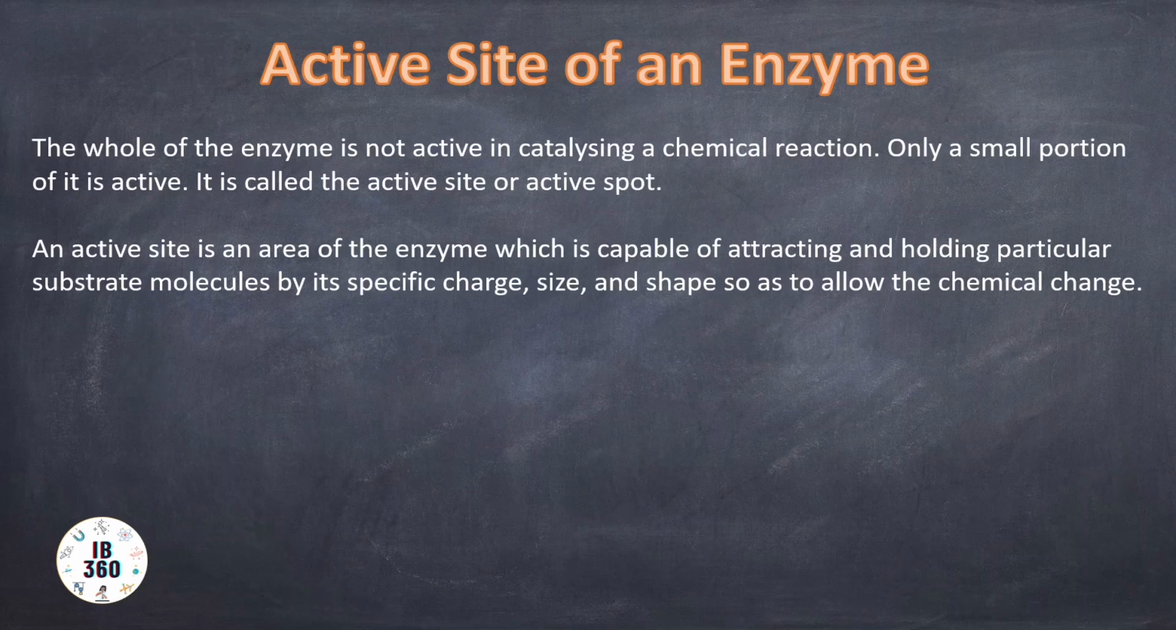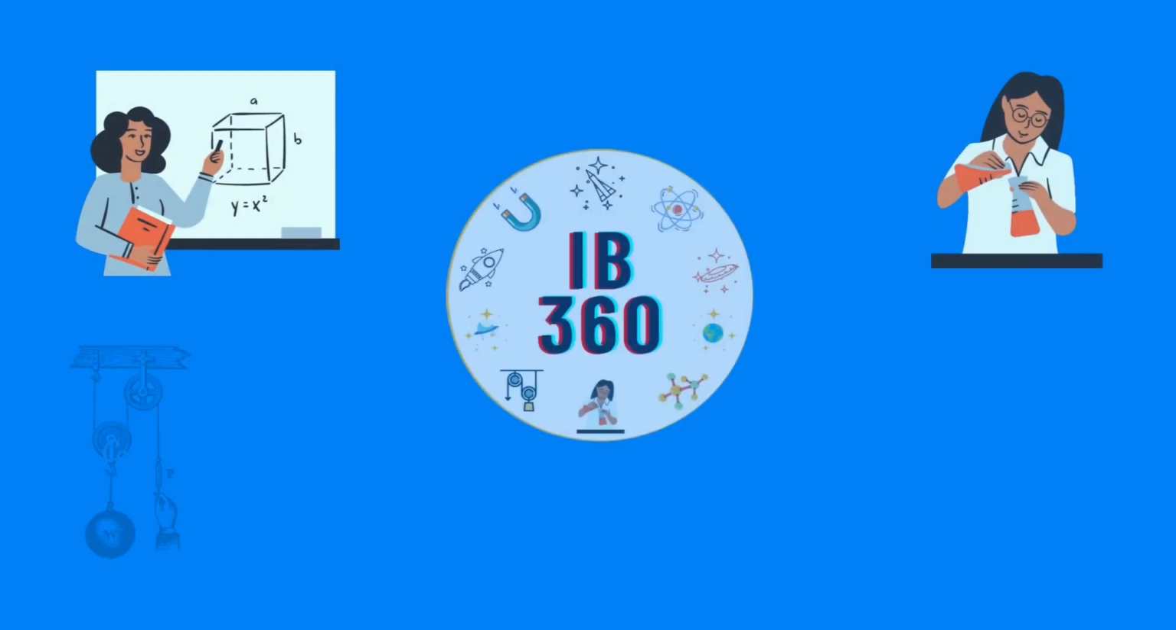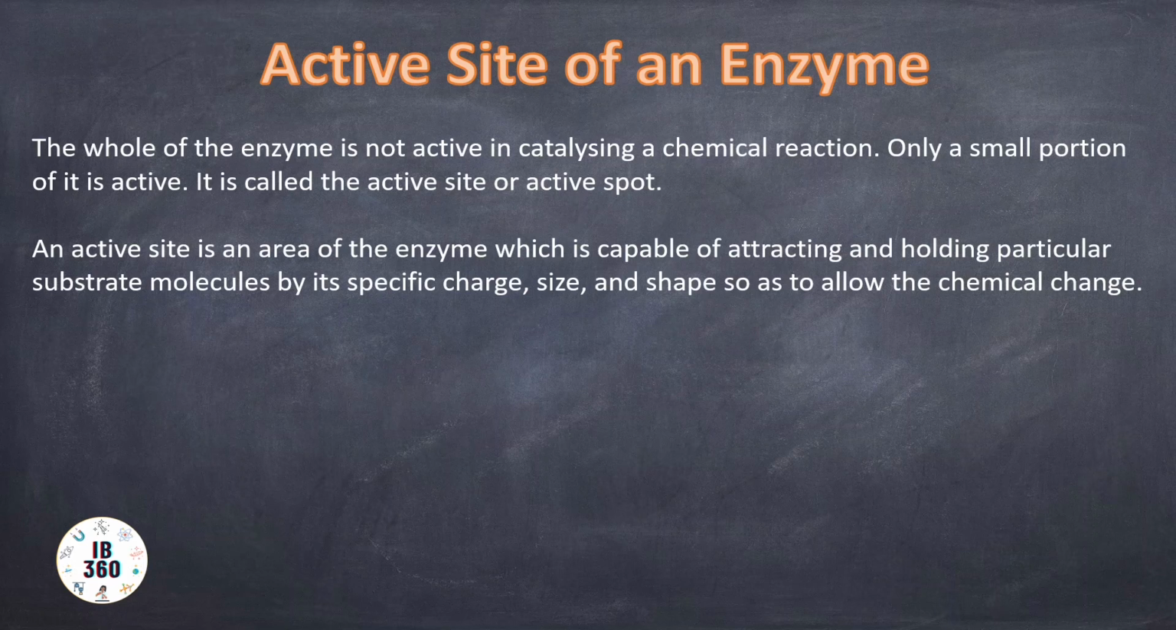So today in this class we will talk about the active site or active spot of an enzyme. See, the whole enzyme is not effective in catalyzing a chemical reaction. We know enzymes are biocatalysts. They are reducing the activation energy of a reaction and thereby increasing its speed, increasing the rate of reaction. So rather than the whole of the enzyme being active, only a small portion of it is active, and that is called the active site or active spot.